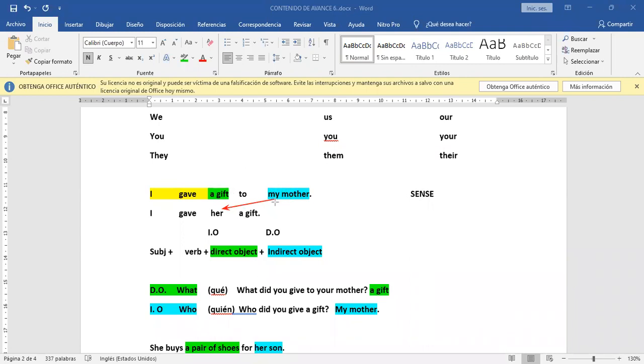When the indirect object comes before the direct object, you can use its pronoun that is here in this group. My mother is her. As an object, it's her. I gave her a gift. Let's continue now. Let's continue.